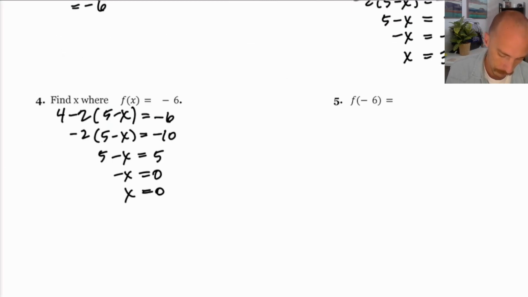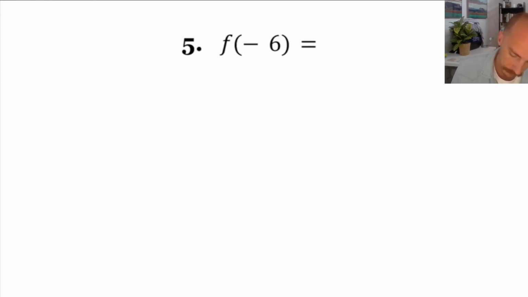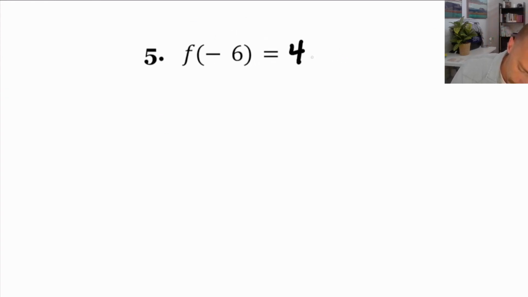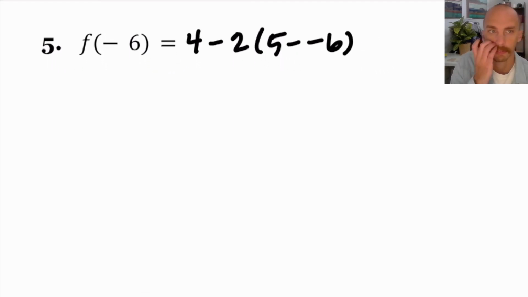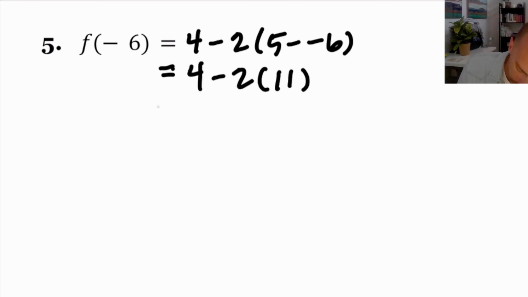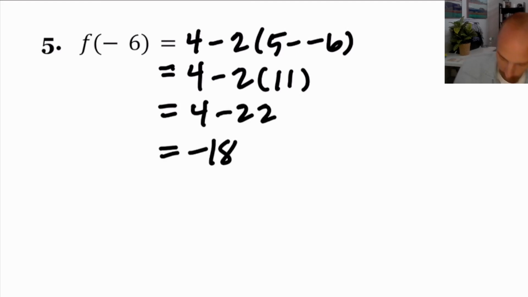Okay, so 4 minus 2 times (5 minus x), so 4 minus 2 times (5 minus negative 6). 5 minus negative 6 is going to be 11. So 4 minus 2 times 11, that's 4 minus 22, and that's negative 18.